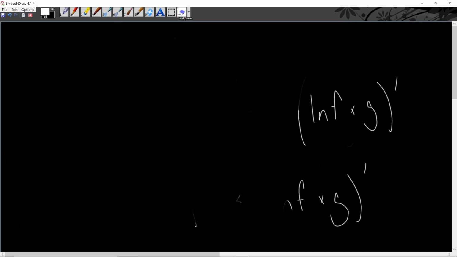And past that, if you know product rule, if you know the derivative of e, if you know the derivative of ln, I think anybody could do this problem now. So let's do it.